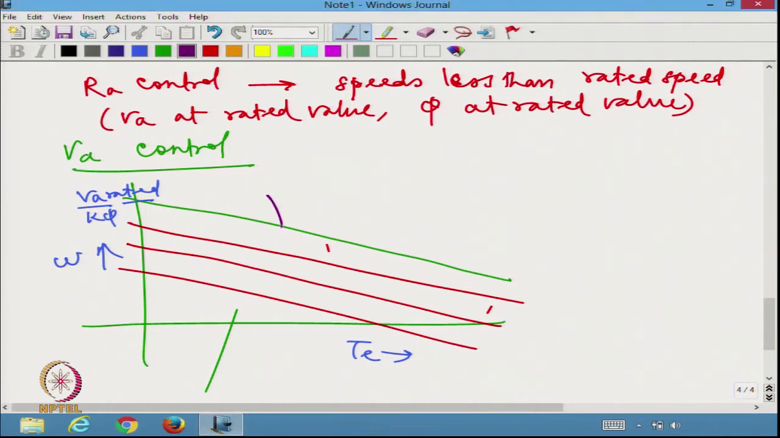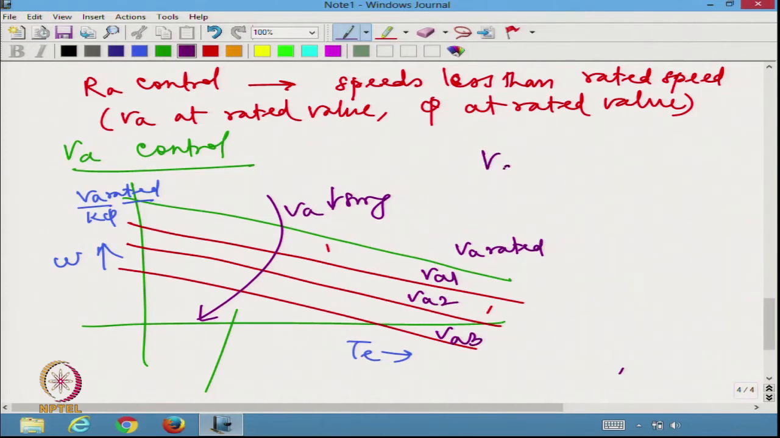So, I am going to have this as the VA decreasing direction. Maybe this is at VA rated, this is at VA1, this is at VA2, this is VA3. So, I will have VA rated greater than VA1, greater than VA2, greater than VA3, and so on. So, as I decrease the voltage, if I look at a particular operating point, maybe this is TE1 at which the machine is operating.